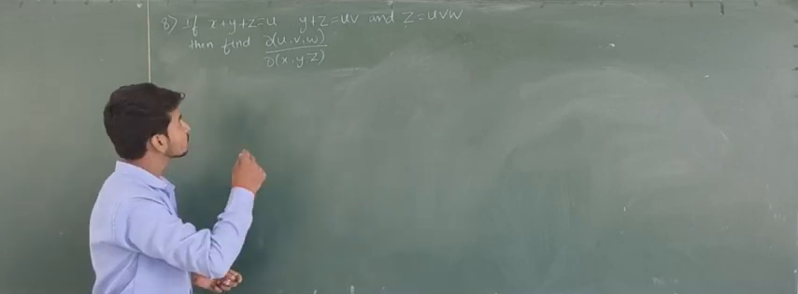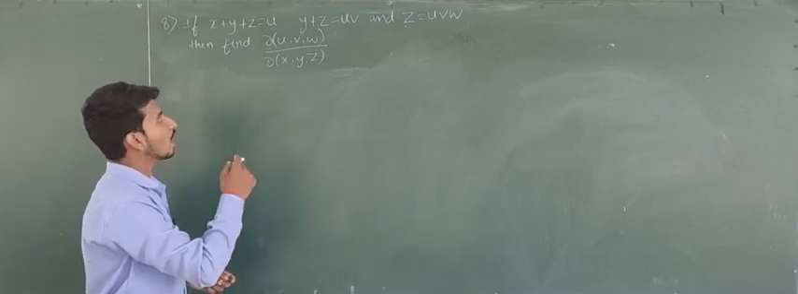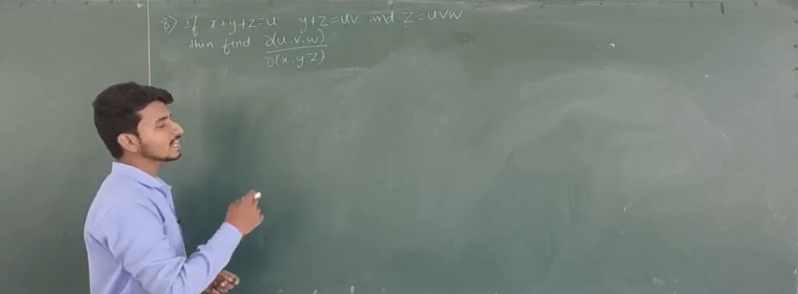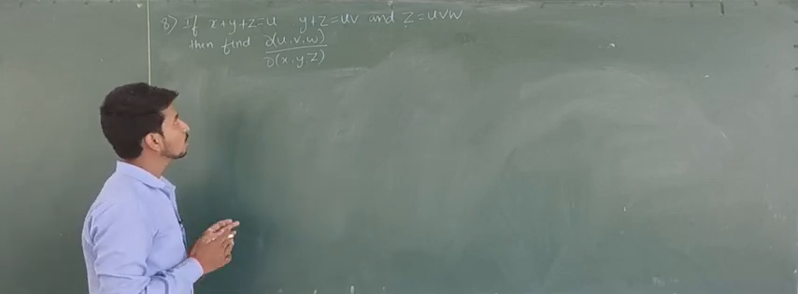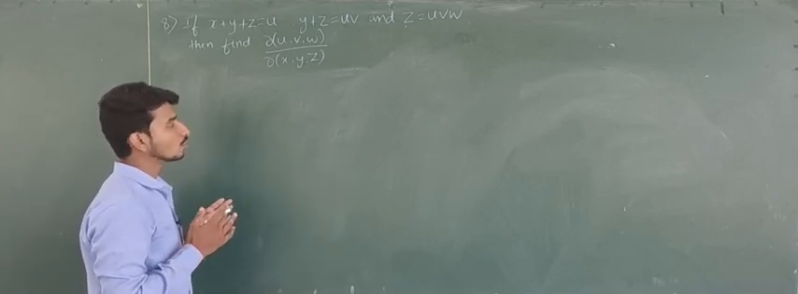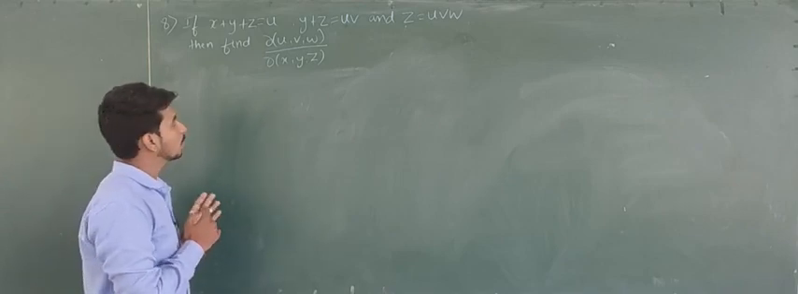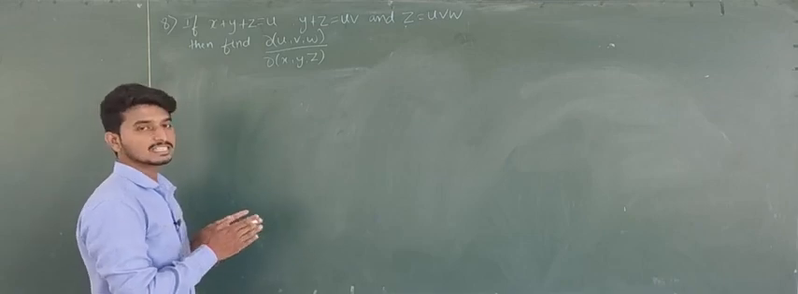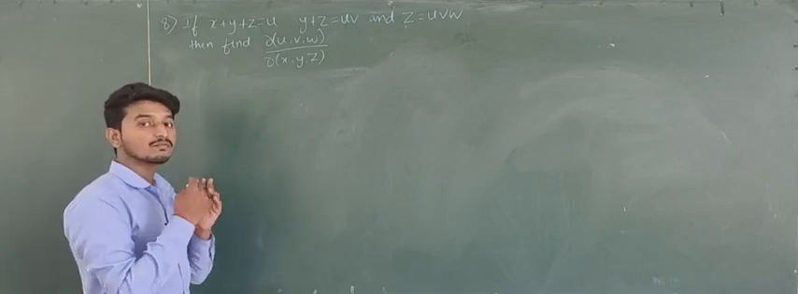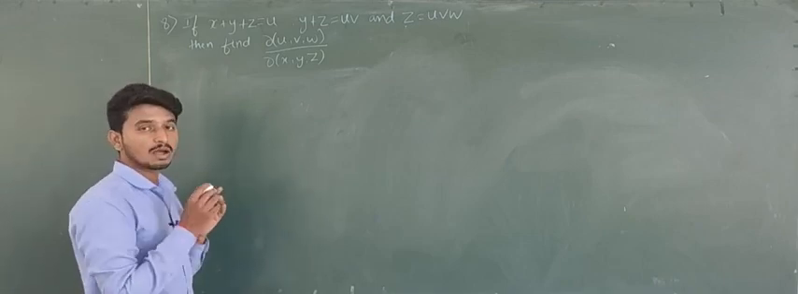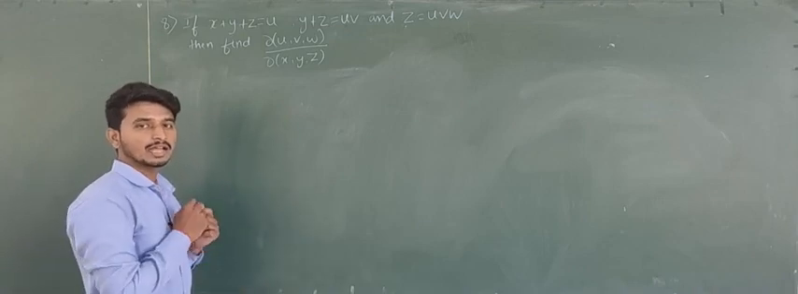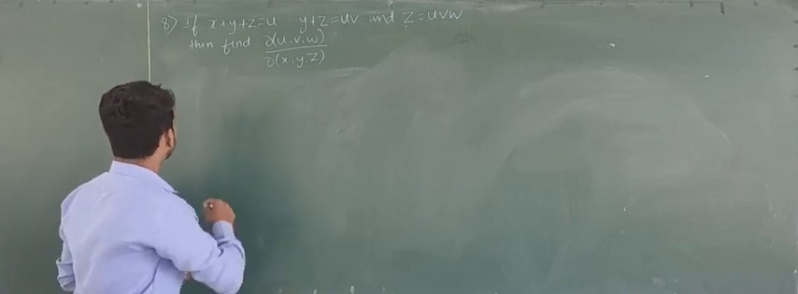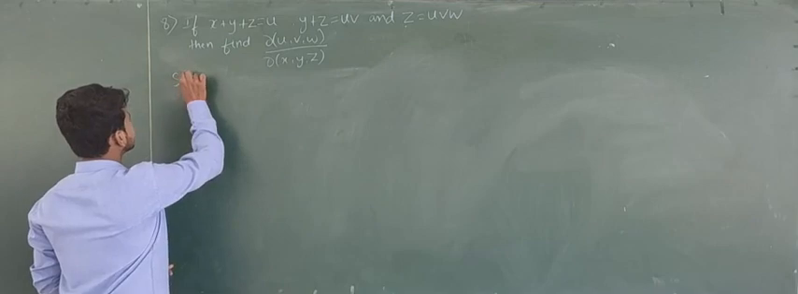If x plus y plus z equals u, and y plus z equals uv, and z equals uvw, we have to find the Jacobian, that is dou of u comma v comma w divided by dou of x comma y comma z. Here u, v, w are the functions and x comma y comma z are the independent variables. So the solution.